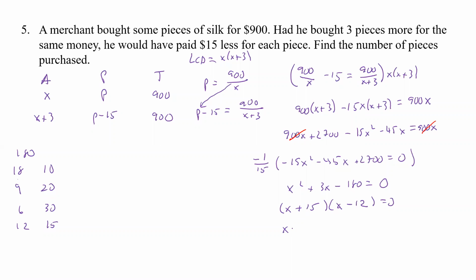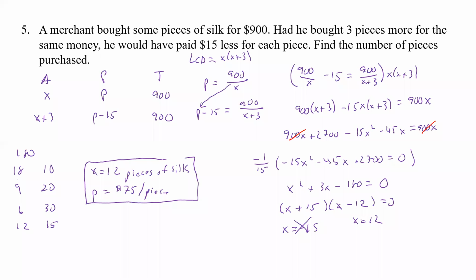So now we set each term equal to 0. We get x equals minus 15 and x equals 12. Well, we can't have a negative number purchased, so we're going to say x equals 12 pieces of silk. And if we wanted to, we could divide that out, and that's going to be $75 per piece. Okay, and so that would be really all we need to do. Now, if we wanted to check this one, we'd do 15. Now we subtract that, that would be 60, and that would still give us our $900 here.